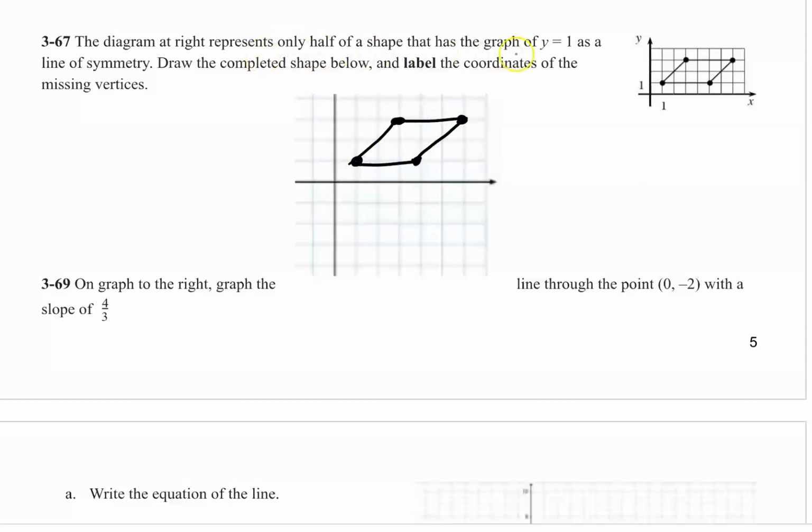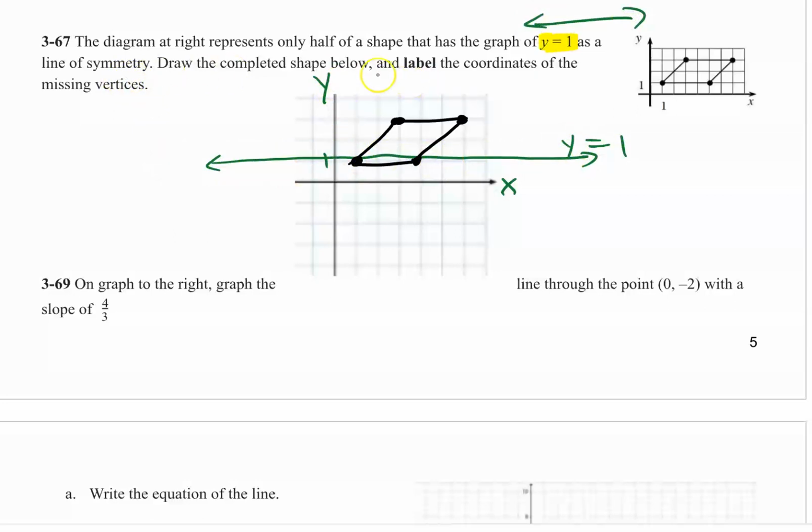Okay, it's only half the shape that has a graph of y equals 1 as a line of symmetry. Y equals 1. That means go to the y-axis. Special case, you remember that y equals 1 is a horizontal line? Go to the y-axis, find 1, draw the line.